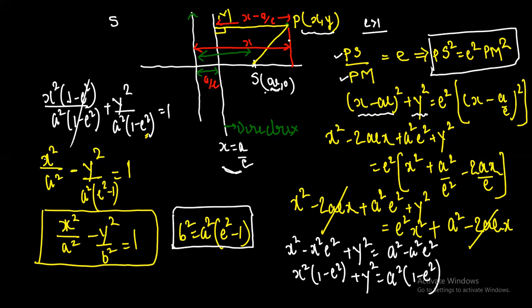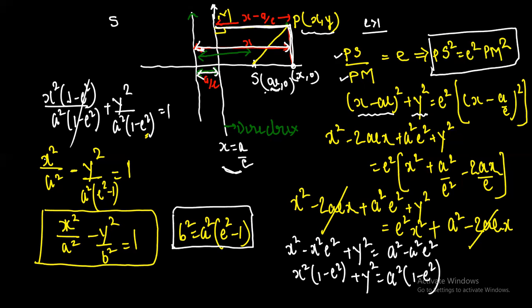and when we are calculating PM, if we see the distance of directrix from origin is a by e, and this point P is, if we drop a perpendicular on the x-axis, its coordinate is x comma 0. So the length from the origin of this P is x. So the distance of this point from directrix is x minus a by e, that is PM, because this whole is x and this is a by e, it becomes x minus a by e.